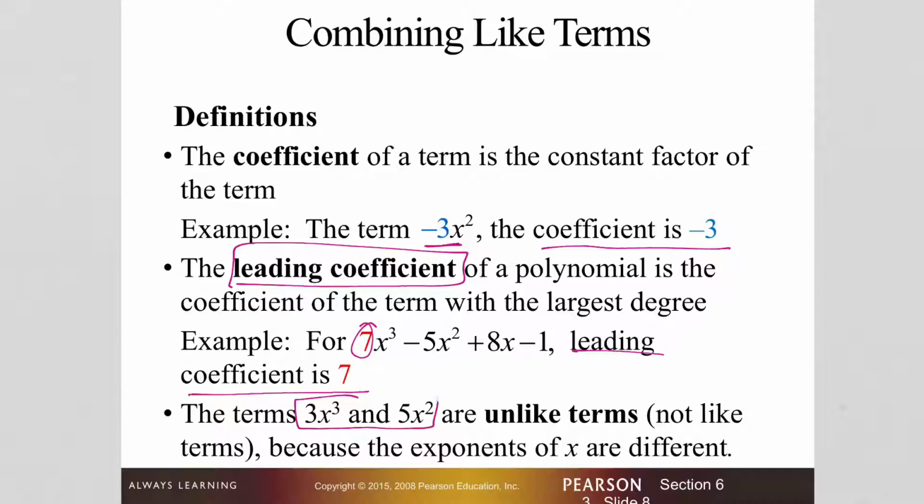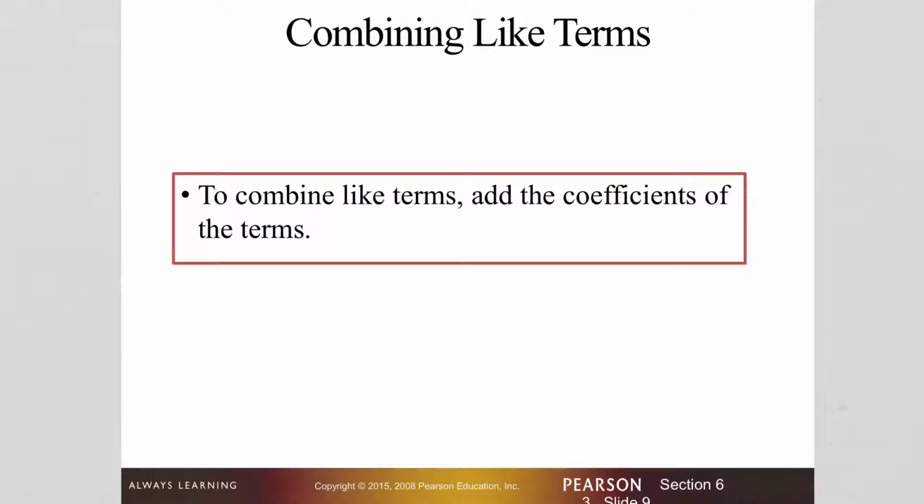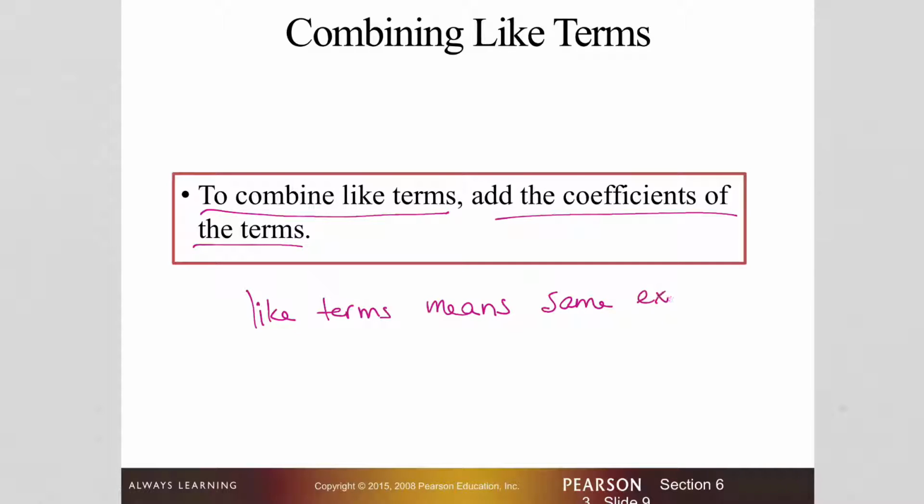This right here, these are considered unlike terms because their exponents do not match. They are different. So it is important that you understand what like terms are. To combine like terms, add the coefficients of the terms. Like terms means same exponent or exponents and same variable or variables.